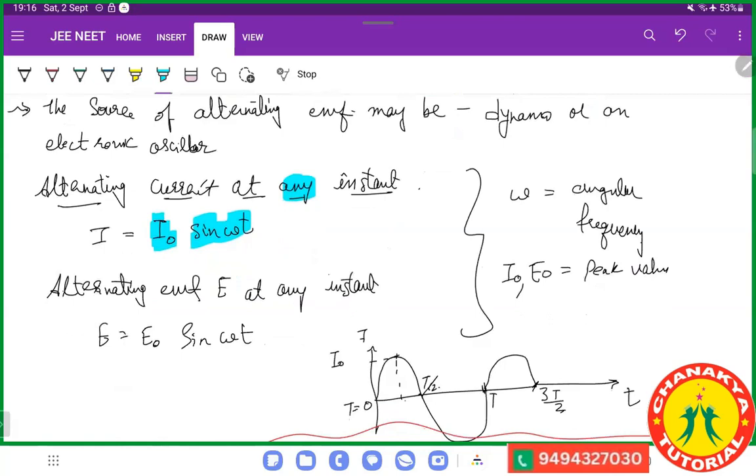I naught sine omega t. So this is the sine curve we are talking about. So alternating EMF at any instant is E equals E naught sine omega t.